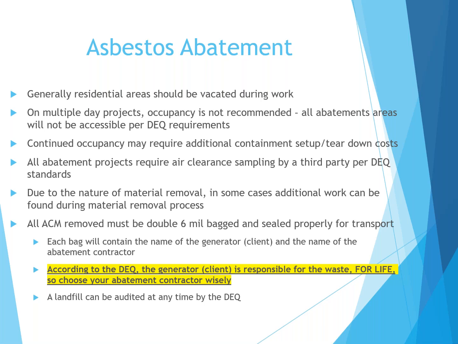Due to the nature of material removal, in some cases additional work can be found during the removal process. Again, layers might be scraped back and we might find additional layers underneath. Now, once the material is removed, it's double bagged and sealed, and it's labeled with the owner's name, the contractor's name, and the address of the property. So this is where, again, it's really important to know the generator is responsible for the asbestos waste for life. That's their life, the homeowner's life. So again, having an abatement company that really knows what they're doing is very prudent.